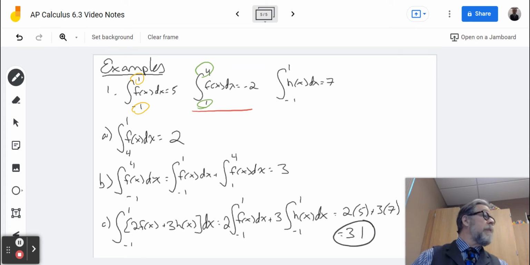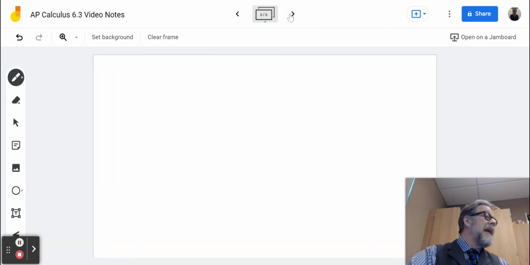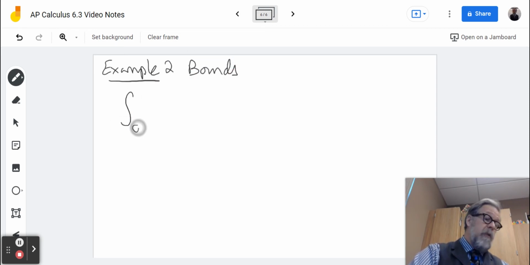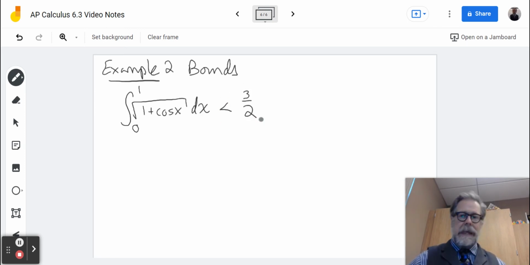All right. So there's a bit of an idea of the kinds of things you can do with those rules of integration. Let's look at another one, example 2, which is bounds of integrals. We're trying to find the integral from 0 to 1 of the square root of 1 plus cosine of x dx. And what we want to actually show is it's less than 3 halves. And this could be some kind of engineering problem whereby you want to make sure you're not going to go outside the bounds of some parameter. So let's look at the min-max.